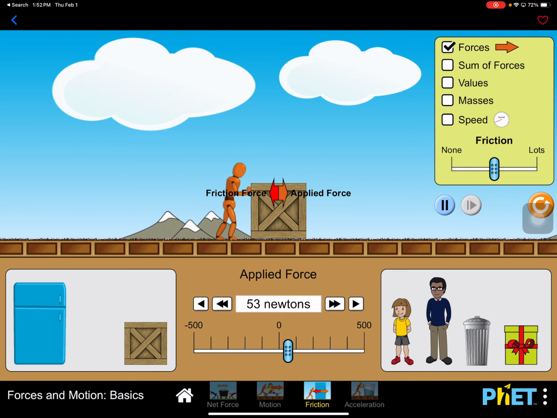Okay, so you guys see in this, the guy's pushing, there's the applied force, and the object didn't move. Why didn't the object move? Because there was a friction force in that direction. This is called a static friction force because the object is not moving. So how is that friction force being applied?